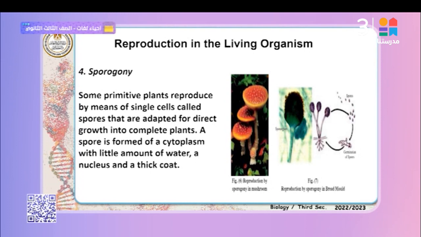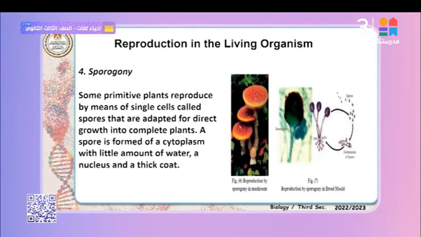A spore is a specific type of cell. The number of chromosomal sets is N. It contains cytoplasm and a nucleus. This type of reproduction occurs in mushrooms, bread mold fungus, specific types of ferns such as Adiantum or Polypodium, and specific types of plants called gymnosperms. Reproduction by sporogeny produces a large number of progeny.